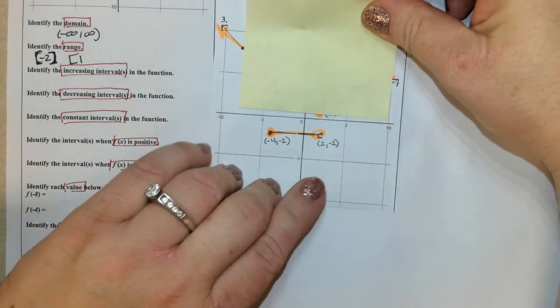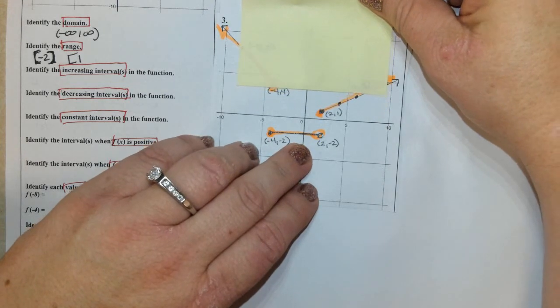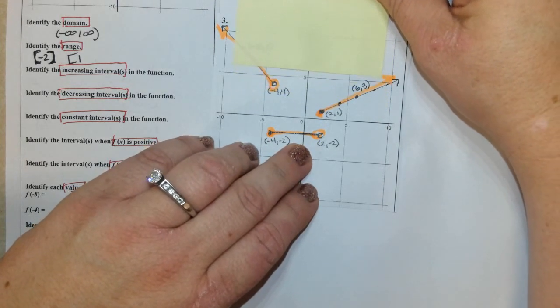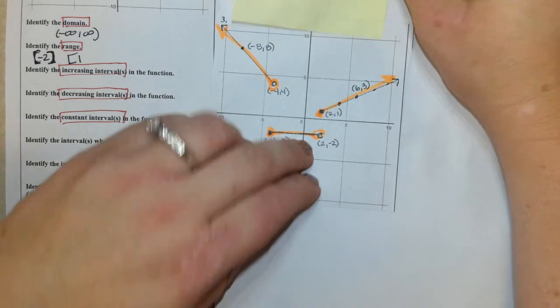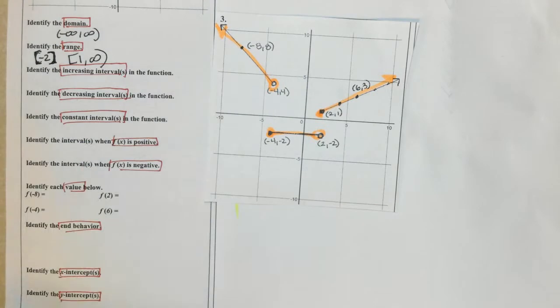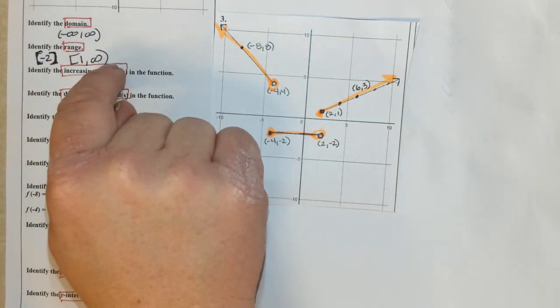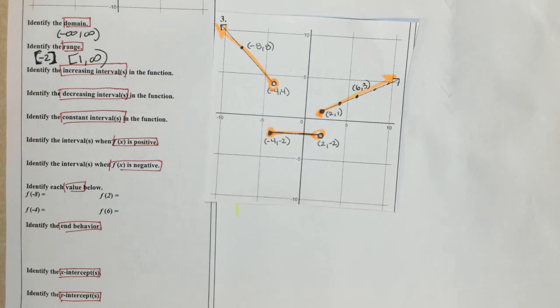And now, as I pull this curtain up, do you see how I am always seeing some part of the graph? Does everybody see that? I am always seeing some part of the graph as I continue to go up. It's an endless amount. Now, why do these have brackets and this has a parenthesis? Because I cannot touch positive infinity. It's just a symbol that represents going on in the positive direction. Thank you for your help.